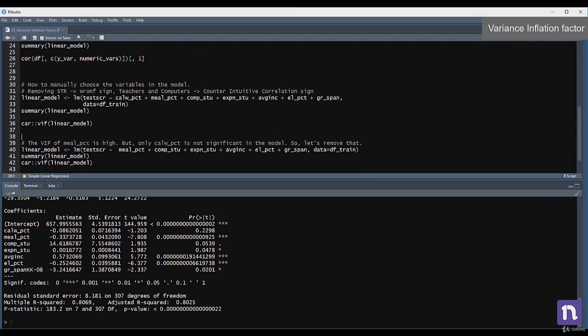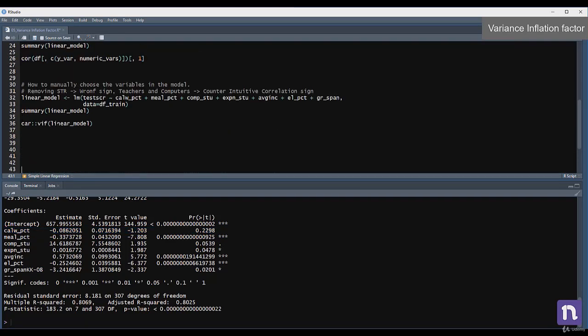To compute the VIF, you can use the VIF function in the car package. Car is a very useful package that contains helper functions related to linear regression. VIF is one such helper function.